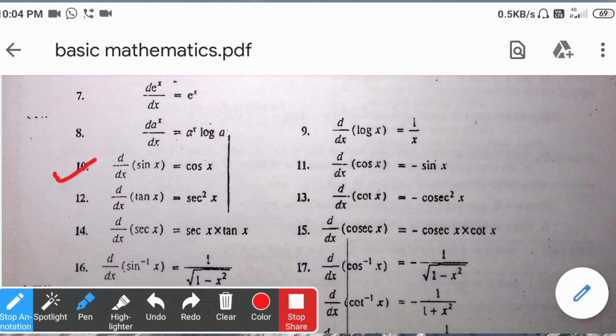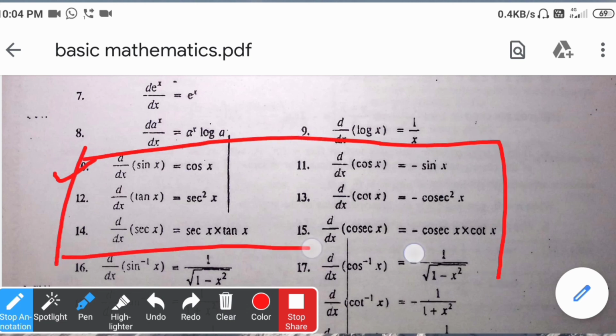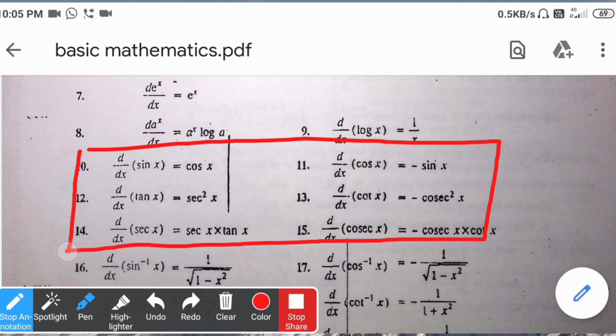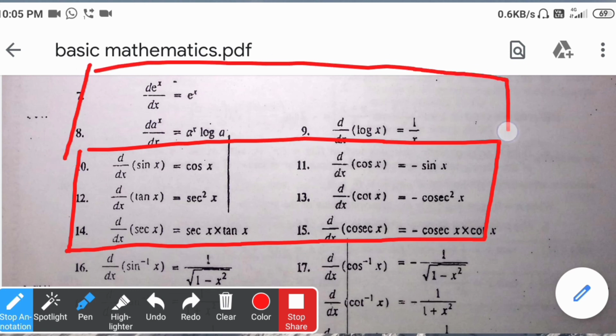Next, the derivative of sin x is cos x. These trigonometric functions and their derivatives you should know by heart. You should always remember these trigonometric functions, because we are constantly using these functions throughout the whole course of our physical chemistry. Constantly we are using the sine functions and the exponential functions, so we have to remember these formulas.